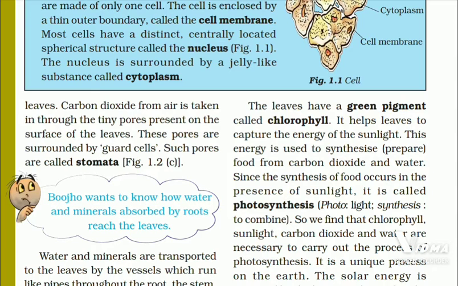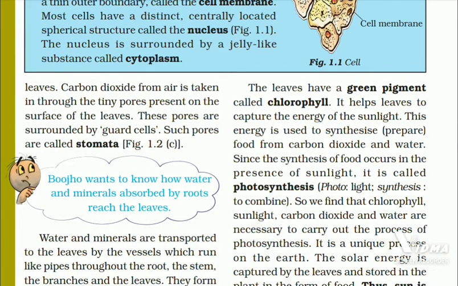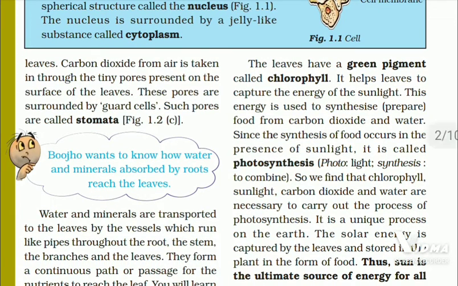Since the synthesis of food takes place in the presence of sunlight, this process is known as photosynthesis. Photosynthesis is made up of two words. Photo means light, synthesis means to combine. So with the help of light, the plants are able to make food, and this process is known as photosynthesis. So we find that chlorophyll, sunlight, carbon dioxide and water are necessary to carry out the process of photosynthesis. So there are certain conditions that are required for photosynthesis.